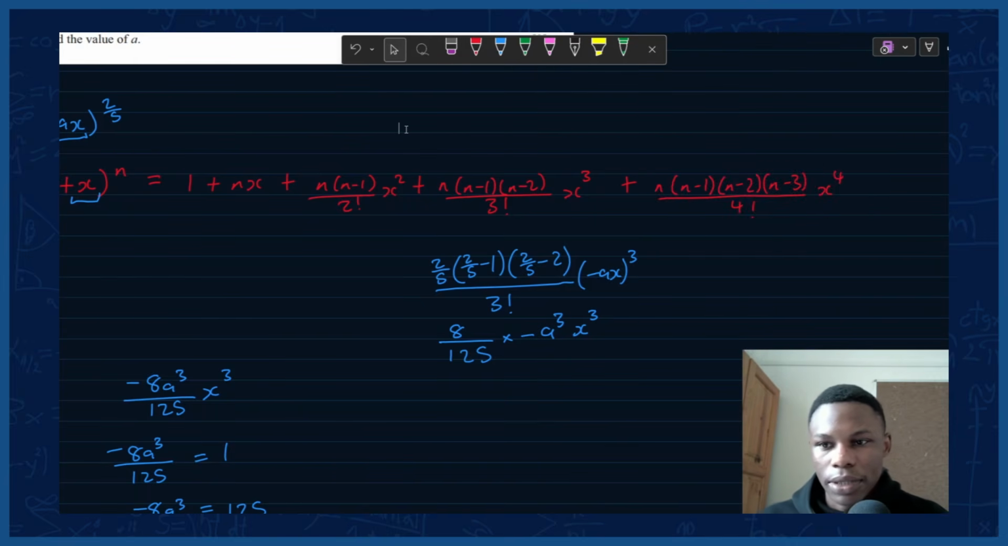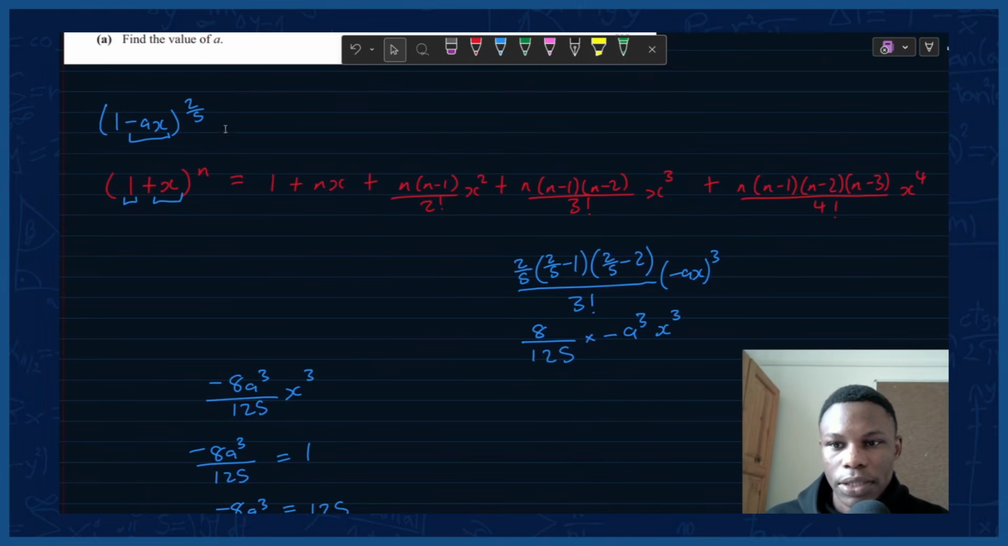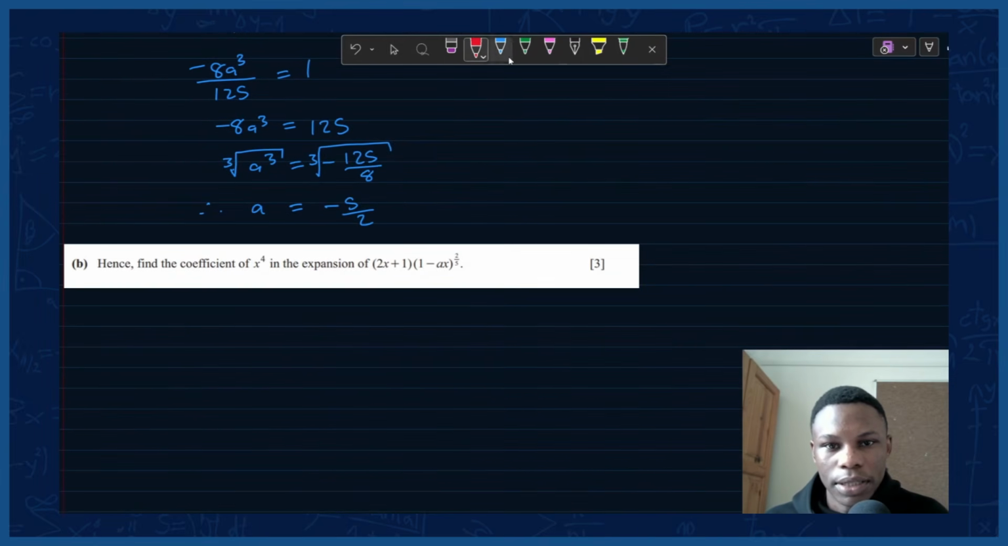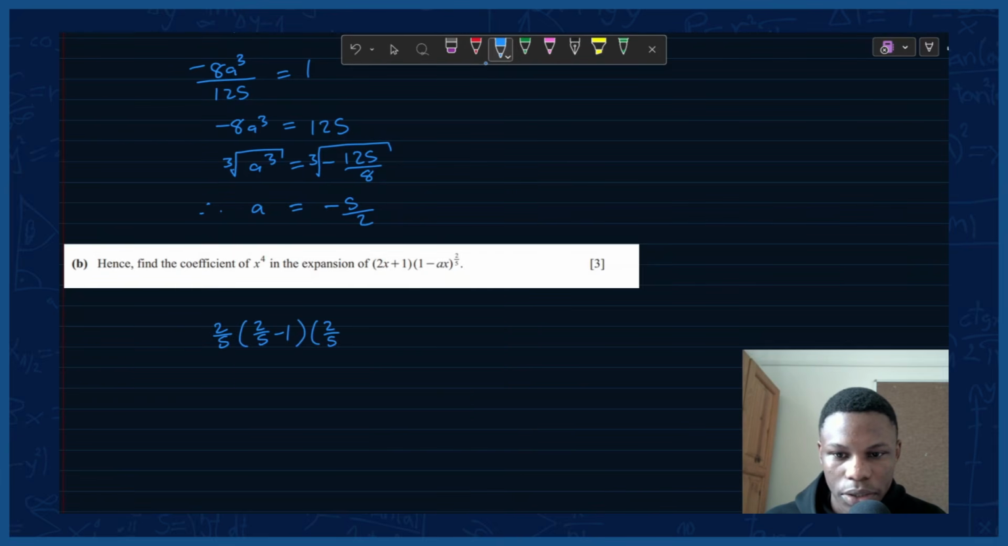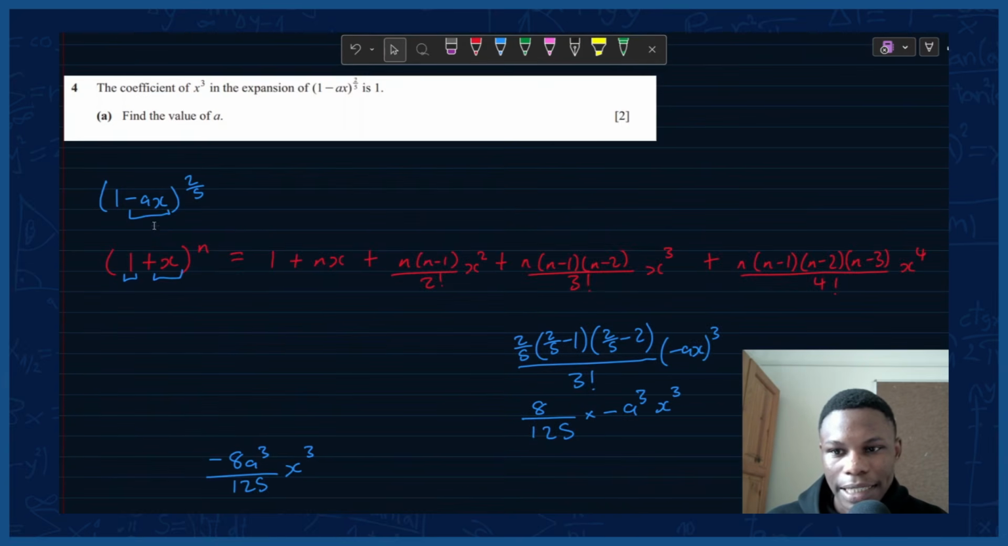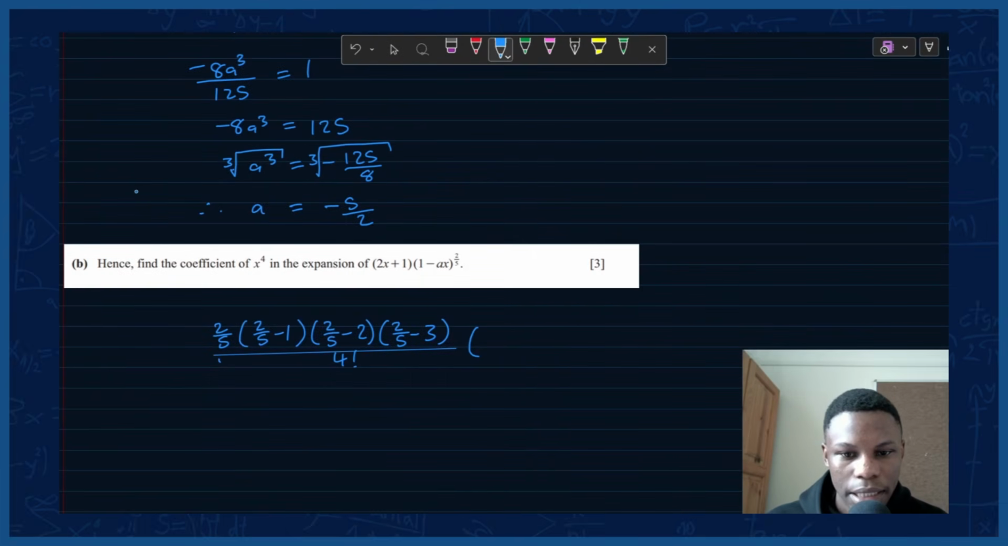Okay. So that's going to be, our n is 2 over 5. So it's going to be n times n minus 1 times n minus 2 times n minus 3 all over 4 factorial times x to the power of 4, and we said our x is the negative ax to the power of 4. So let's put this whole thing into the calculator.